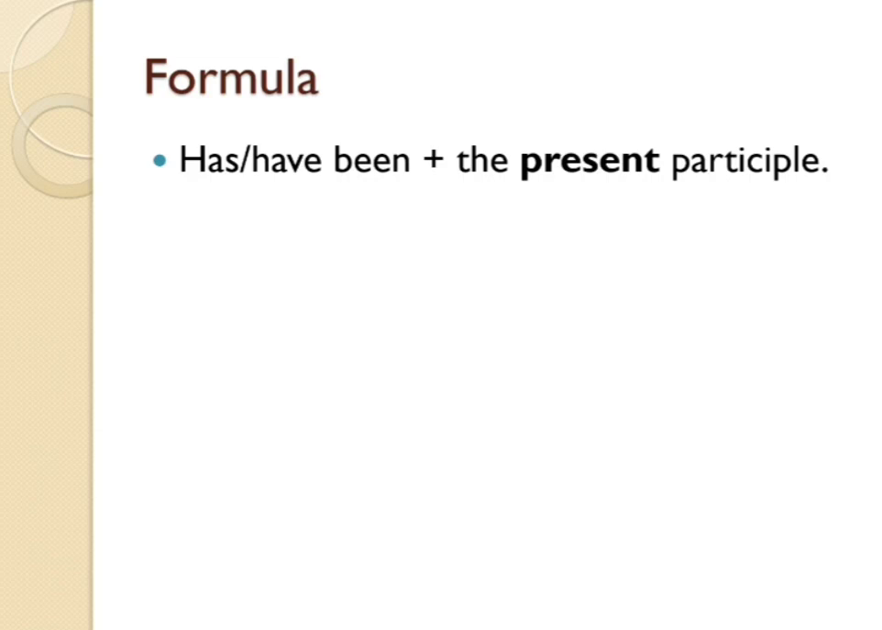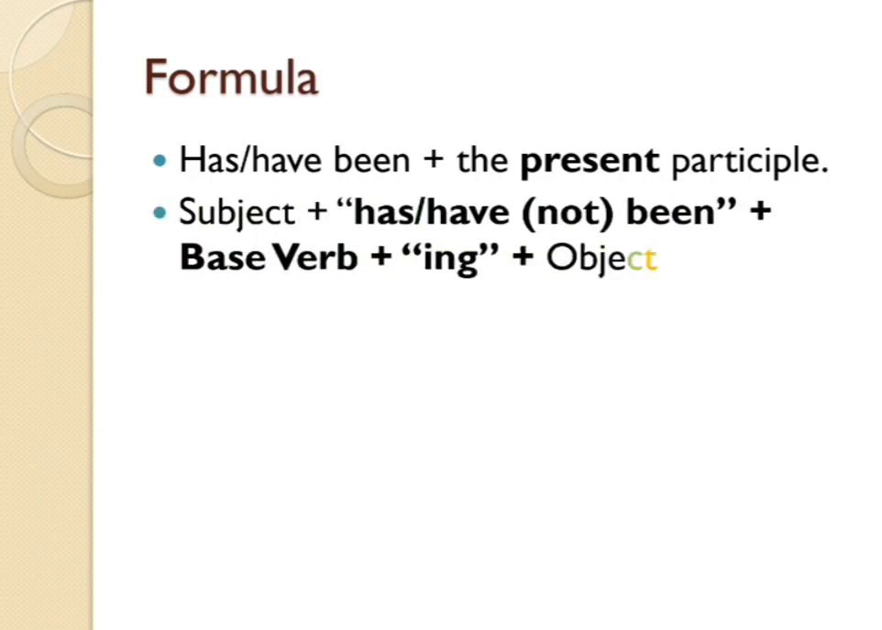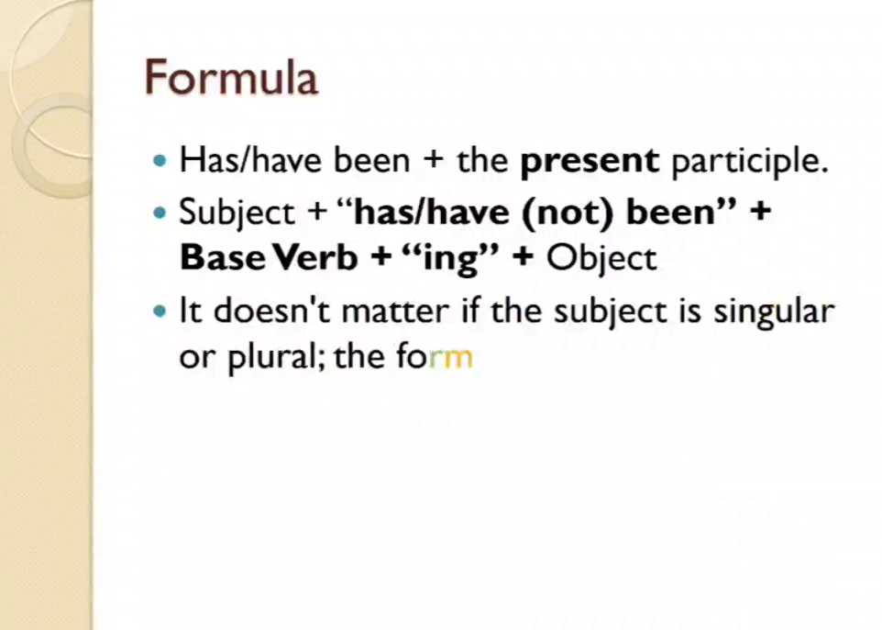The formula for the present perfect continuous tense will be subject plus has been or have been. We can also use a negation to talk about negative sentences. We can say has not been, have not been, plus the base verb or the root verb plus ing plus object. The good news is it doesn't matter if the subject is singular or plural, because the formula is not going to change. So, have you remembered this formula?